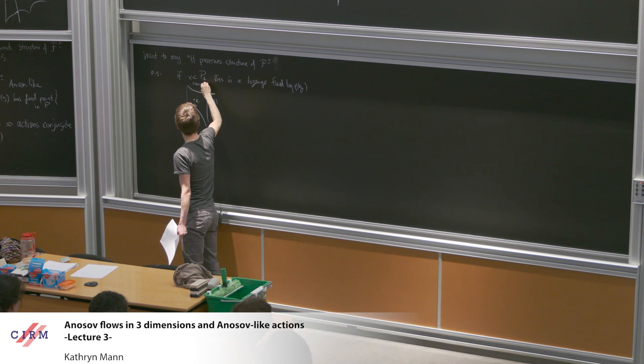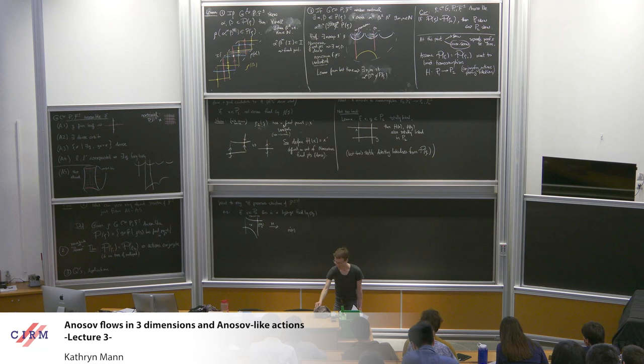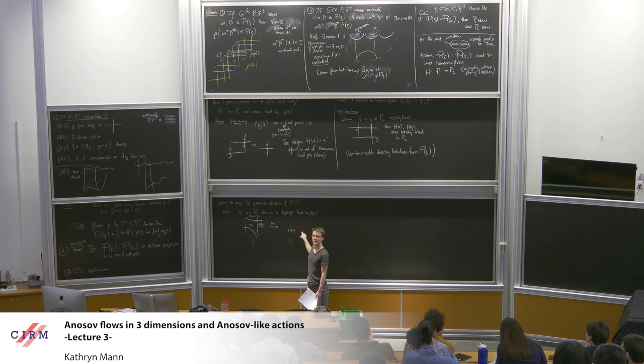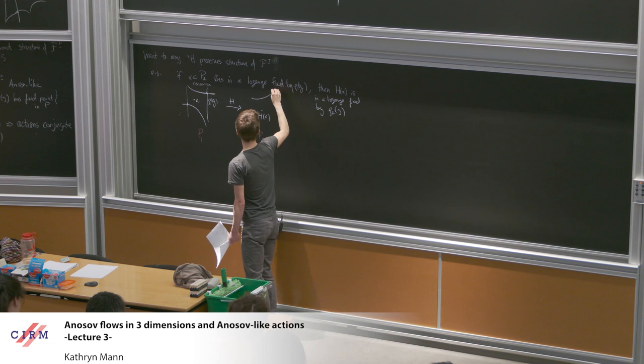Well, I have a map H that's supposed to send X somewhere. If H really extends to a homeomorphism, then inside of P2, here's P1, here's P2, H of X better lie inside a lozenge fixed by the action of G on this plane, right? Then we would need to show that H of X is in a lozenge fixed by row 2 of G.